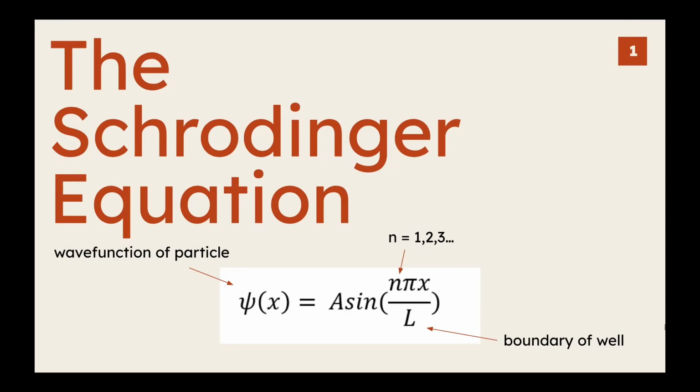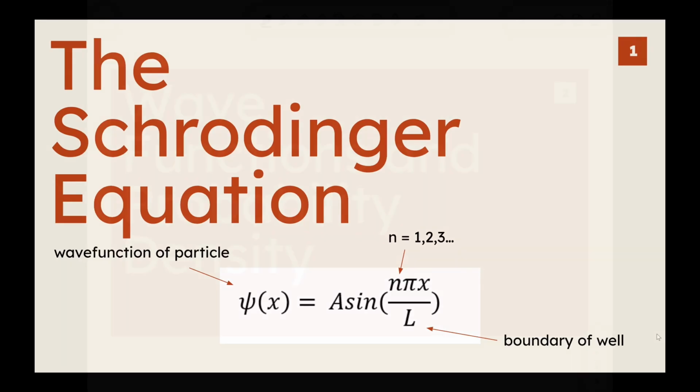The Schrodinger equation tells us about the wave function of a particle. By applying the conditions of the particle in a box model to the Schrodinger equation, we get an equation for the wave function of a confined particle. This equation satisfies the conditions of the particle in a box model because for any value of x outside of the well, psi of x equals 0, signifying that the particle does not ever exist there. But within the well, each value of n gives a different wave function.